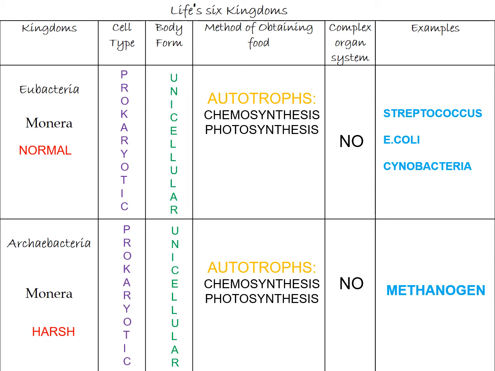We have 6 kingdoms, and the thing is, we're not going to break down each kingdom, but you do have to understand the cell type, the body form, the method of obtaining food, complex, and examples. Okay, so the first kingdom we have is Monera, which is going to be the eubacteria. Okay, eubacteria, and then the second one is the archaebacteria. They live in normal and harsh environments. Okay, they are both prokaryotes, unicellular. They do everything you see.